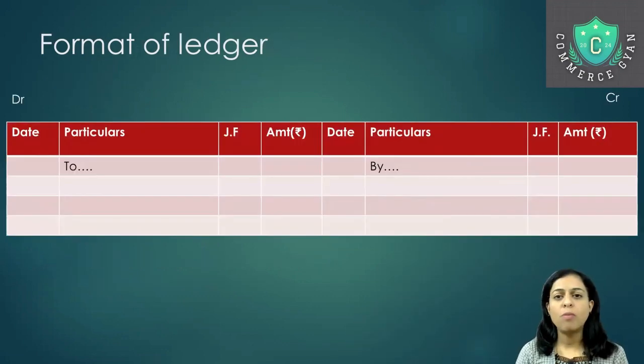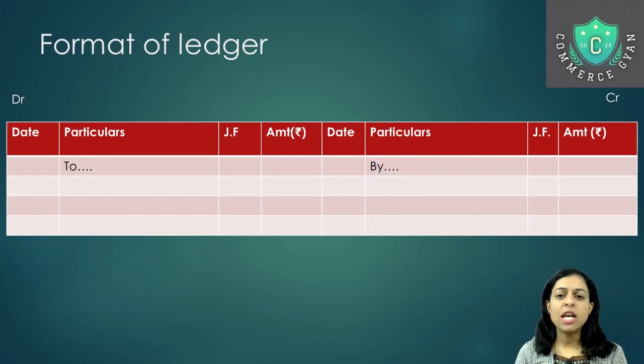Now let's see the format of the ledger. How does the ledger look like, right? This is the format of the ledger. On top here, you are going to write the account name. Remember, this is the format, but above the format, you will also be writing the name of the account, like let's say cash account, bank account, and typically we write in the books of so and so. That is also written. Fine.